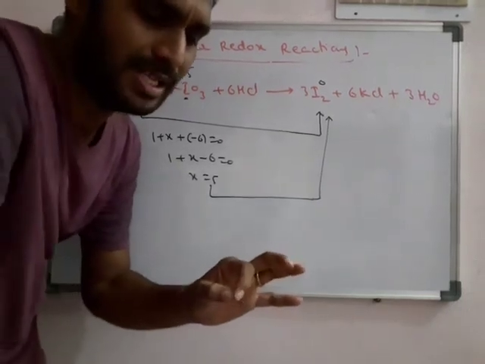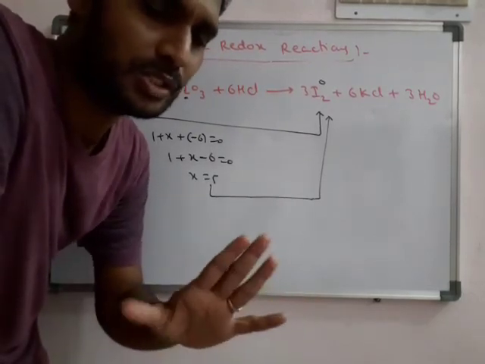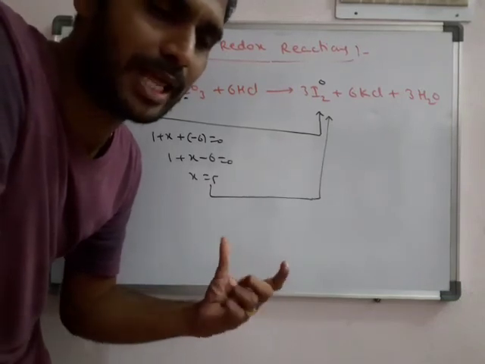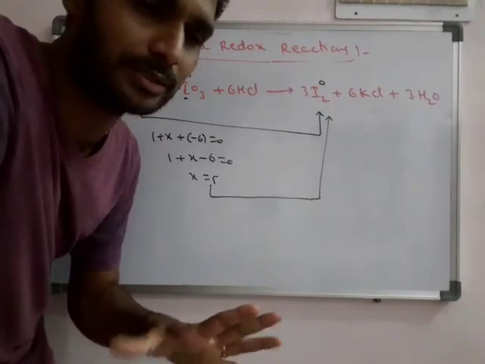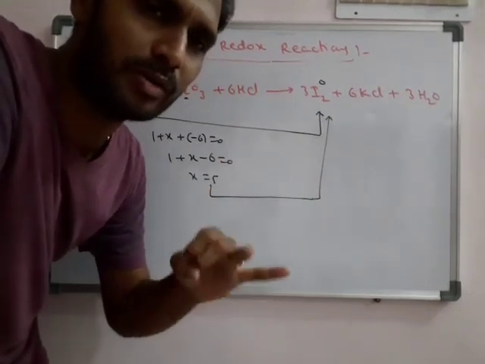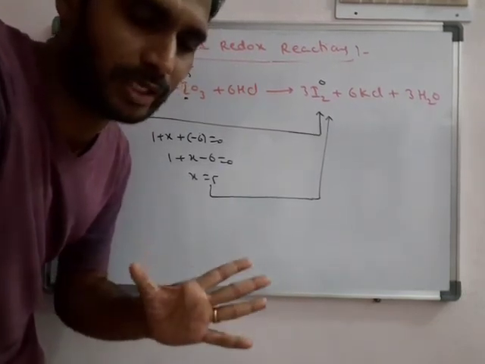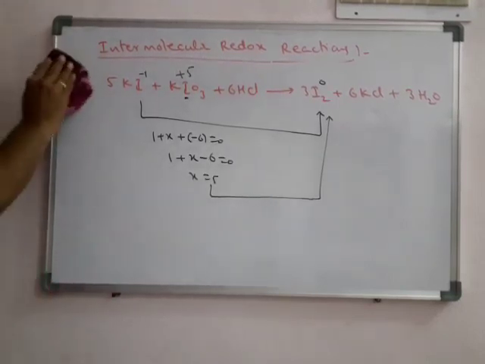So same element oxidation reduction or different element, that is not the matter. But those elements must belong to different molecules. Even if it is in the product, it is not a matter. So in the reactant there must be 2 different molecules. One should be involved in oxidation, one should be involved in reduction. It may be same element or different element. Okay, so these are called intermolecular redox reactions.